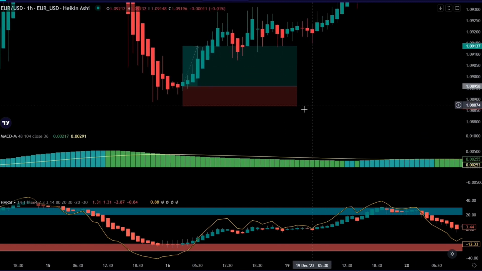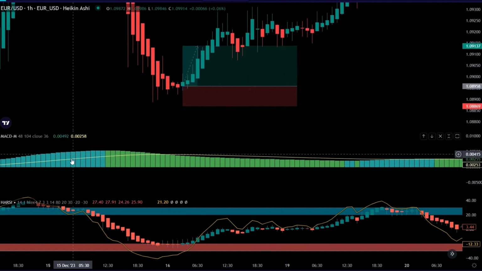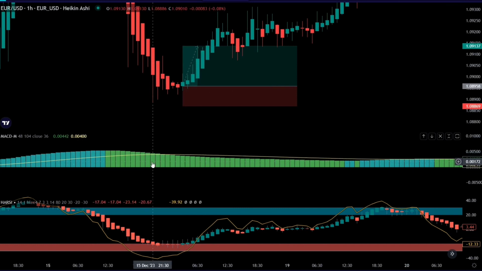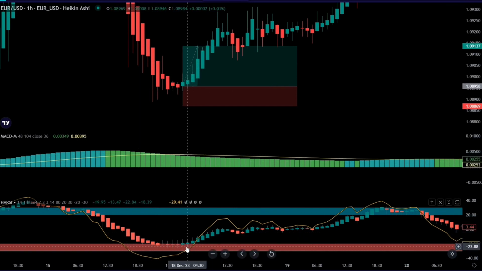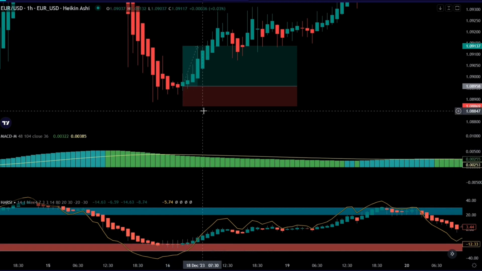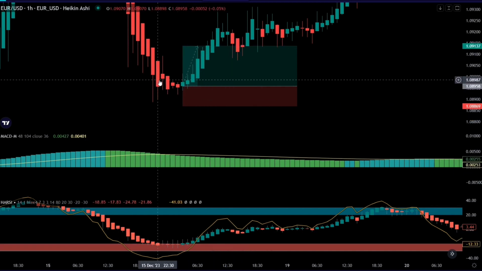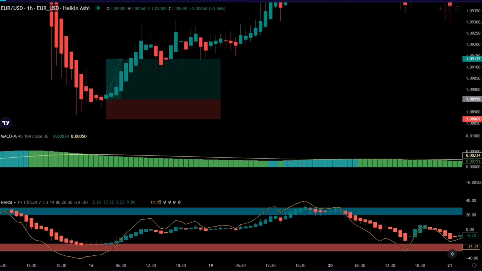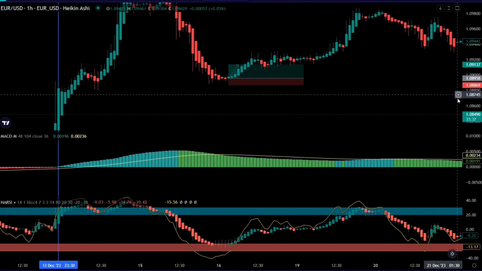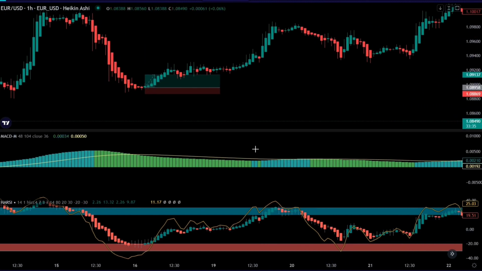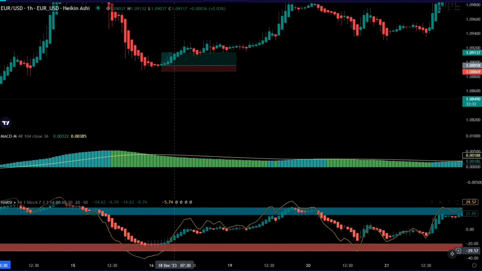This is just for long trade. When the histogram of this MACD is green and the Heikin-Ashi changes to green, you just start a long trade. So let me check again.